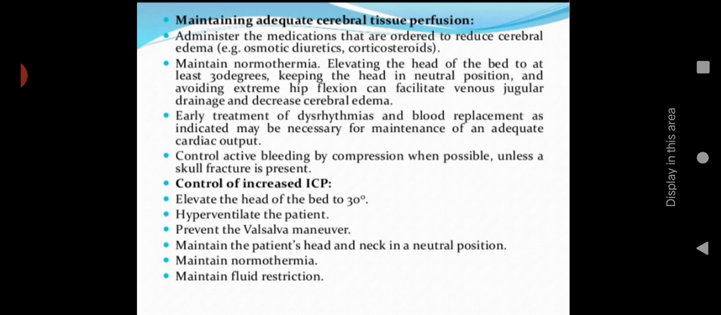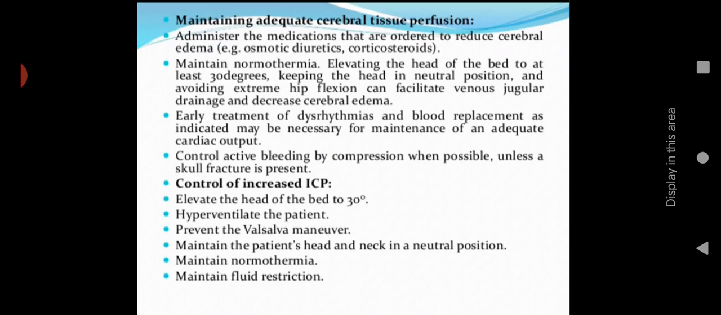Then early treatment of dysrhythmia and blood replacement, as indicated, may be necessary for maintenance of adequate cardiac output. So early treatment should be given for dysrhythmia if there is an irregular heart rate or rhythm, and if there is a loss of fluid volume, it should be replaced by blood transfusion. It will help to maintain adequate cardiac output. Then control active bleeding by compression when possible, unless a skull fracture is present.